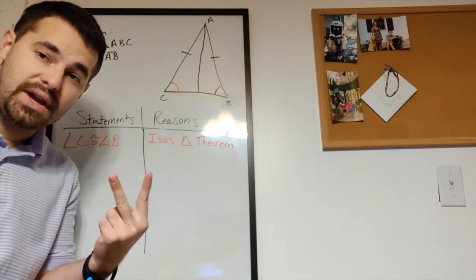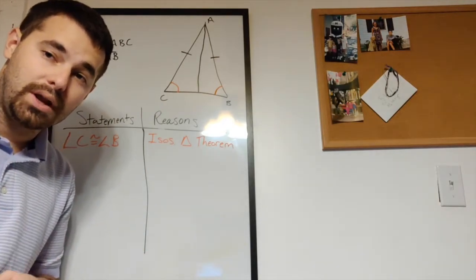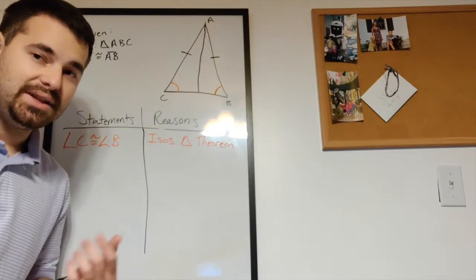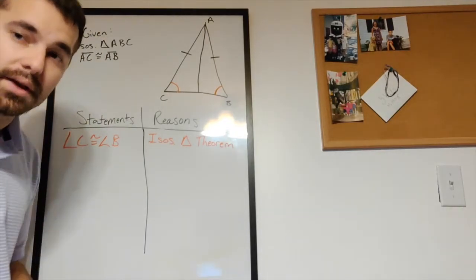Using two congruent sides to get you two congruent angles. That's the definition of an isosceles triangle. Let's see how that's a little bit different from our next example.